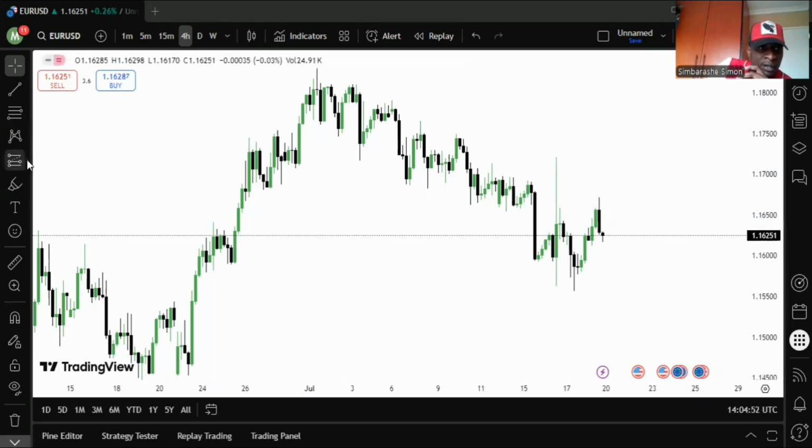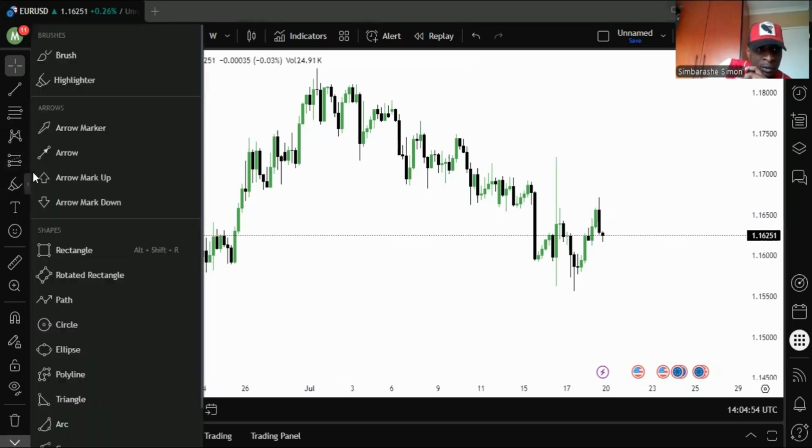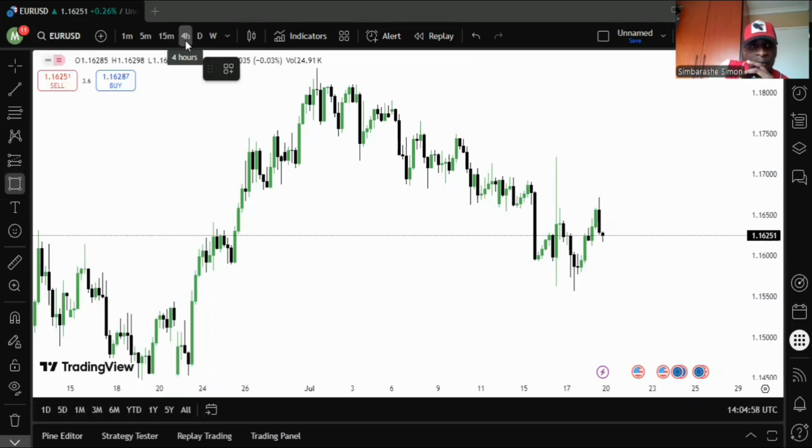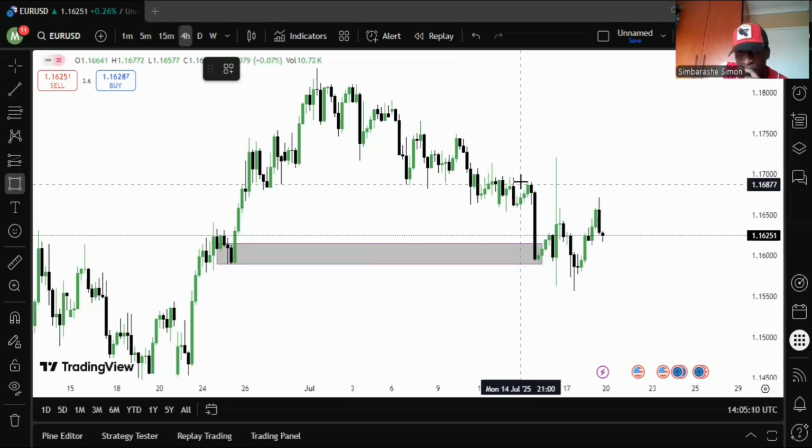So here we're on 4 hours, guys. As you can see, you have to check because I might flip a time frame, then you don't know what's happening. So you have to check on top here. Then 4 hours, then I'll mark this demand zone. So that's my demand zone here. And here I was having a what? A good supply zone.